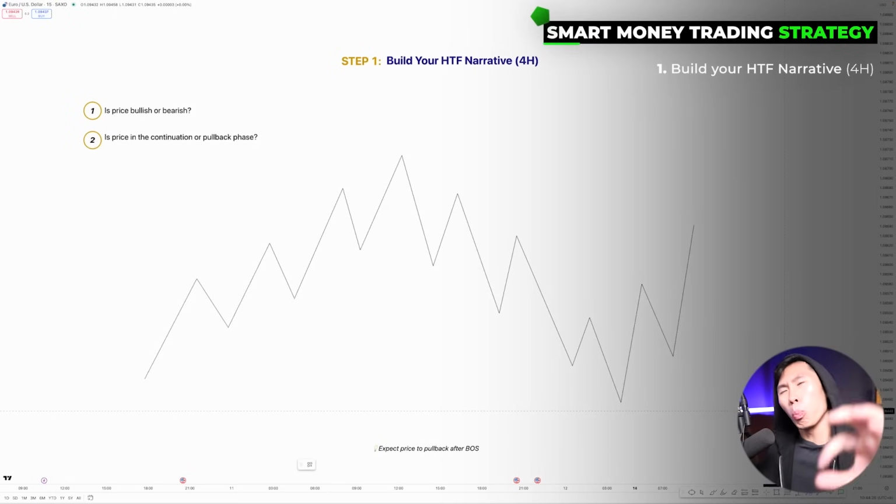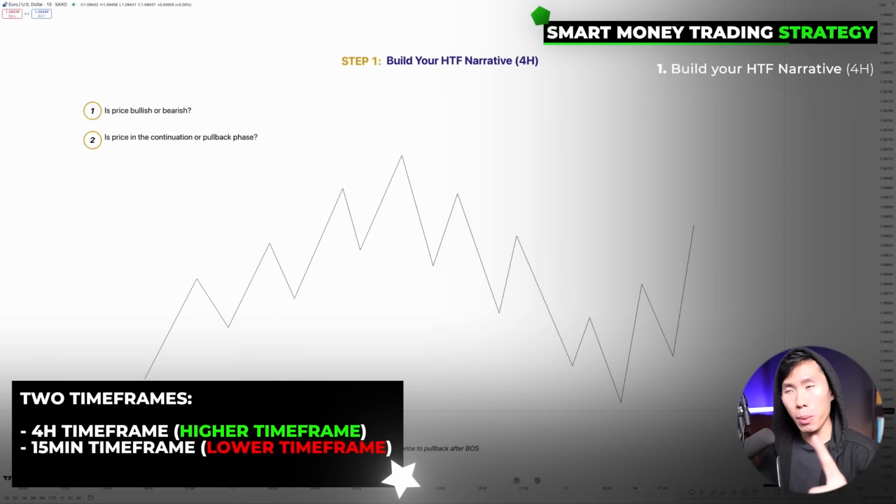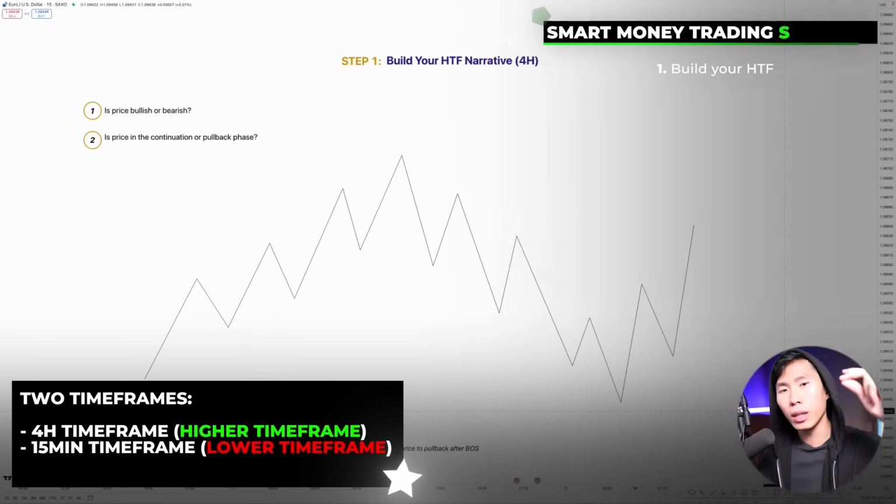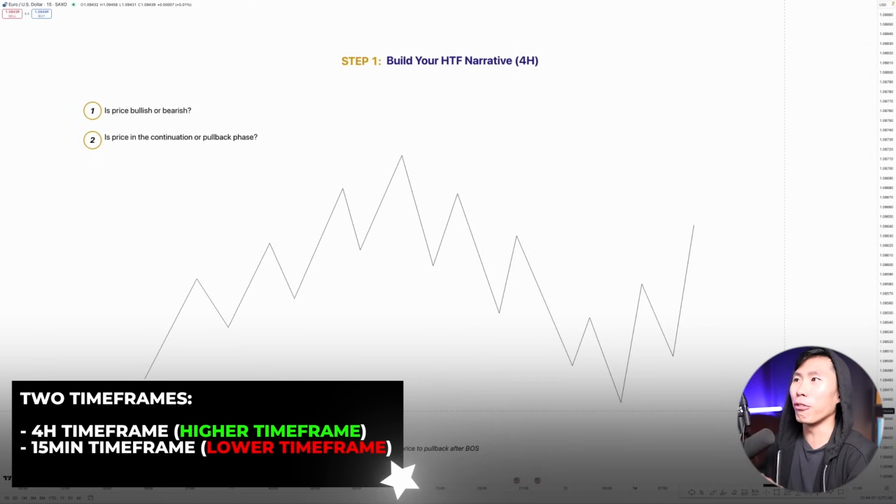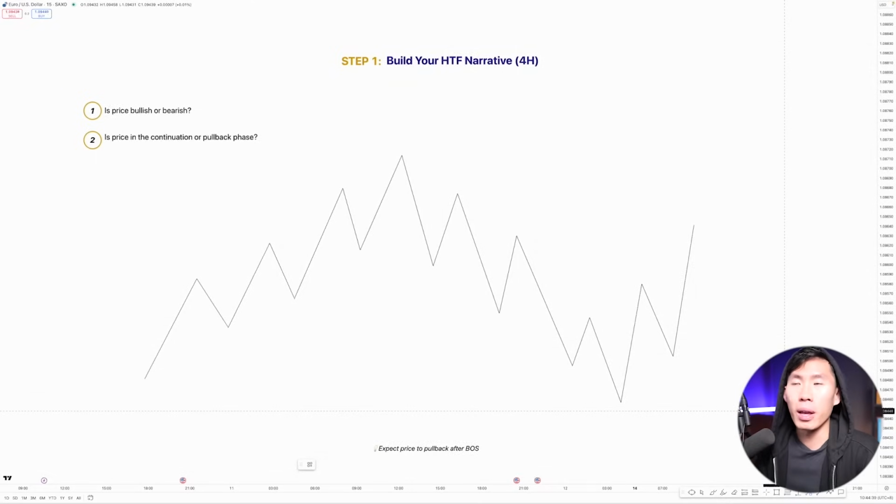Now, to keep things super simple, we are only going to be using 2 time frames. The higher time frame will be our 4-hour time frame, and the lower time frame will be our 15-minute time frame. So the first step is to build your higher time frame narrative.